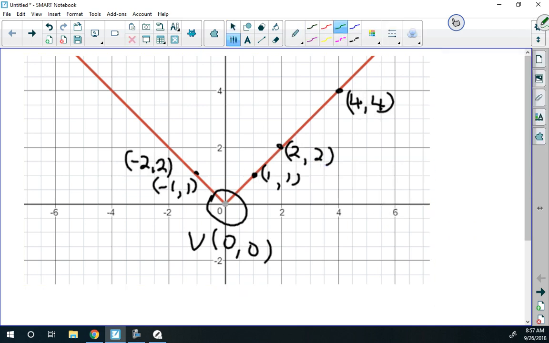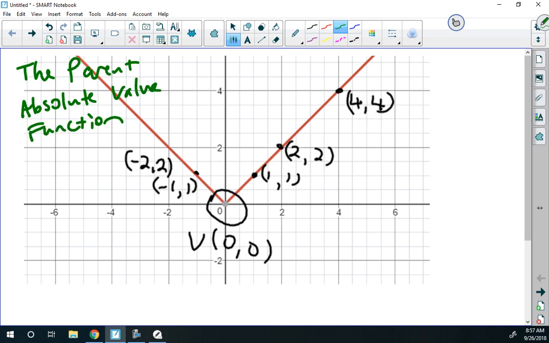so this is the parent absolute value function. It's defined by y equals, or f of x equals, the absolute value of x. That's what it looks like. You probably need to know that its vertex is at the origin. It goes through 1, 1, 2, 2, 3, 3, 4, 4, 5, 5, 6, 6.